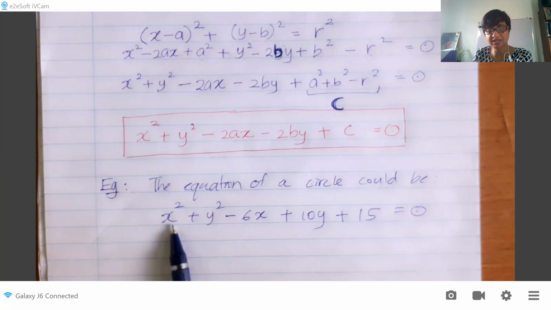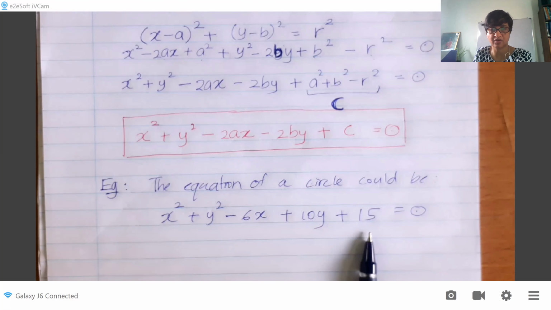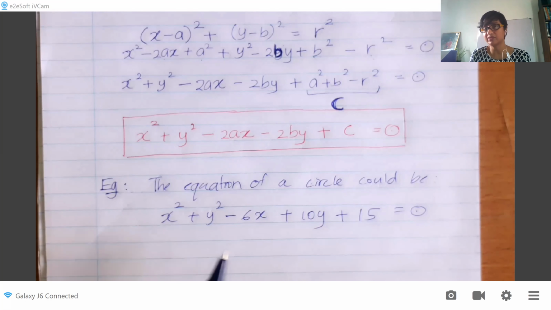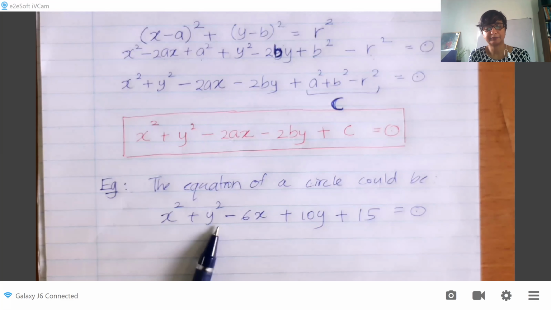Okay, so you have the x square term, the y square term, an x term, a y term, and a number term in the standard form. Remember I told you when we were doing intersections, if you have x square and y square, it's a circle, right? You might not have the x term or the y term, since the coefficient can be 0, but these two square terms would always be there.